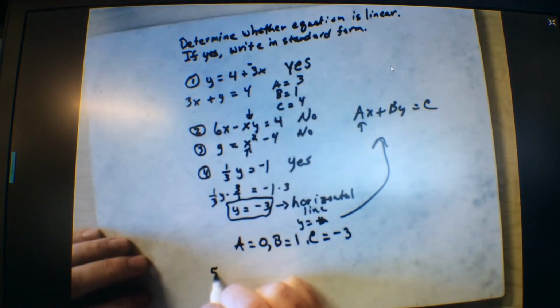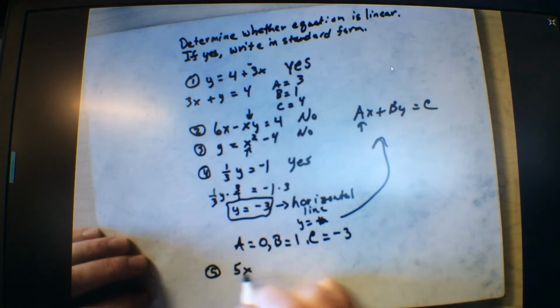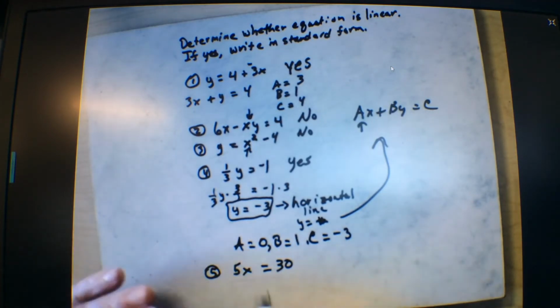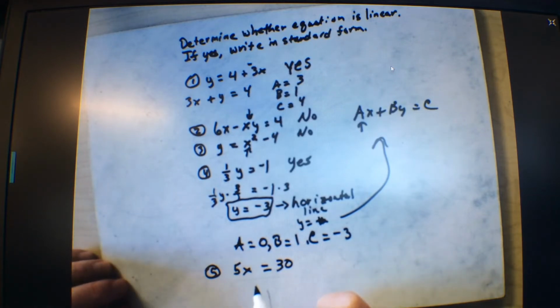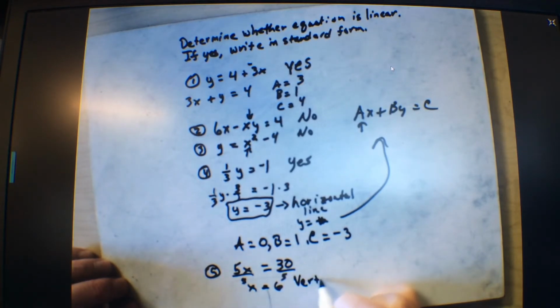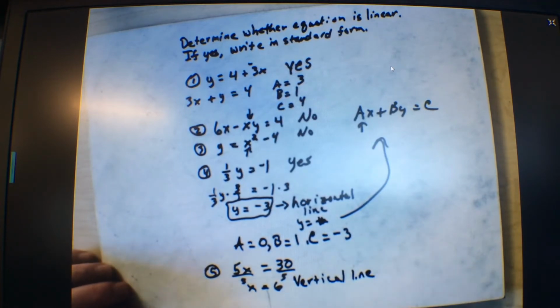So if I have 5x equals 30, how do I solve for it? This one's the other evil twin, because there's no y, is there? Nope. So what do I have to do? Divide both sides by 5, and I get x equals 6. This is a vertical line, and this guy is really a pain in the rear.